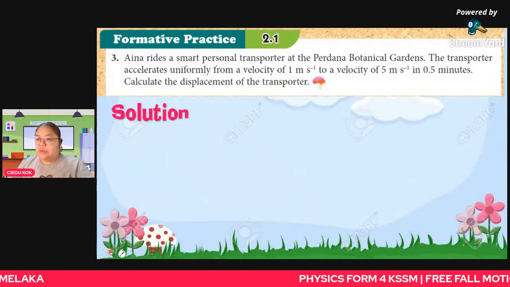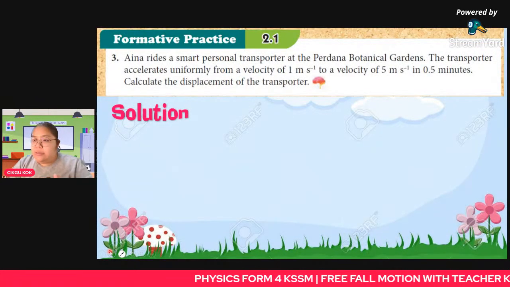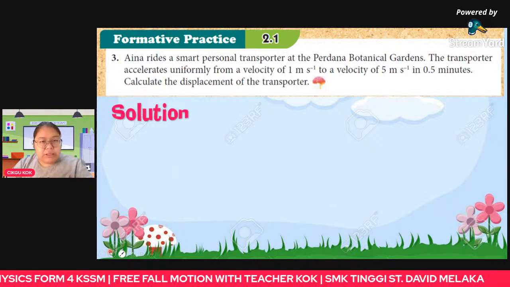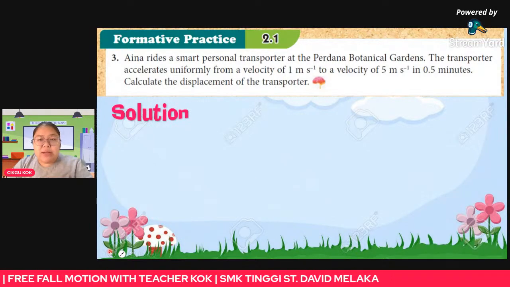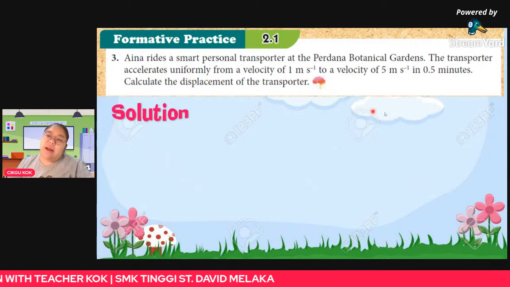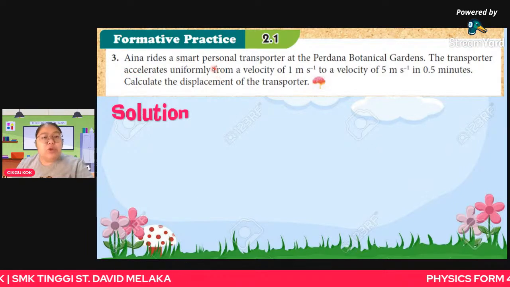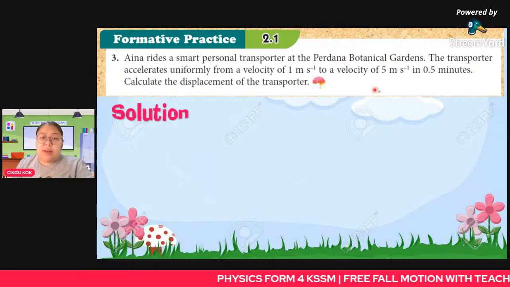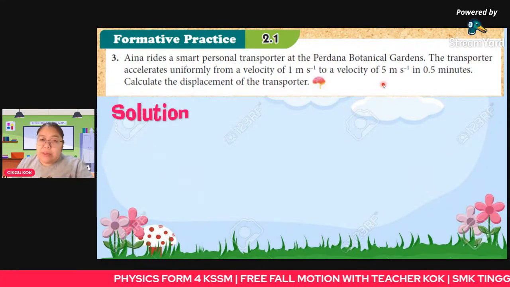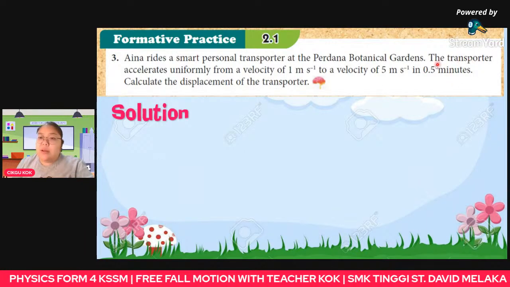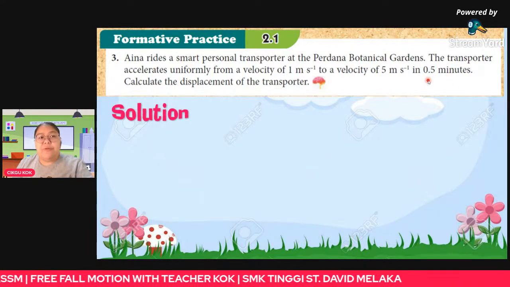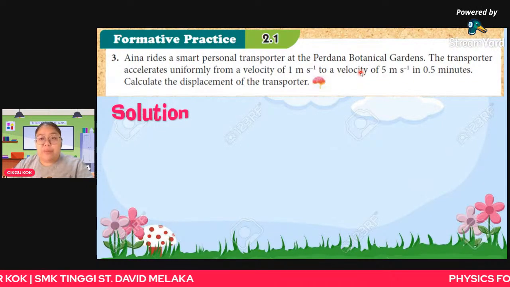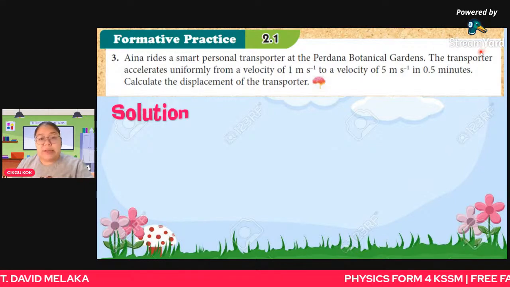Okay, then we go through to the second one. The second one is Aina, they ride a small personal transporter at the Botanical Gardens. Now the transporter accelerates uniformly from velocity 1 to velocity 5. So that means initial and final velocity are provided by the question. And the time is also provided, 0.5 minute. So 0.5 minute, you need to convert to seconds. Okay, these are not SI units.